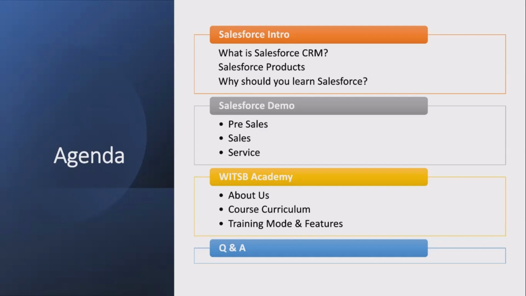And finally, post those two modules, we'll explain about our academy, what we have been doing so far, and once you register with us, what we'll be doing for you, what your course curriculum will be, what the training mode will be, and what other features we provide. That is what we are going to cover in this whole session today. And finally, we'll have a Q&A session, so if you have any questions, we can raise them by then.